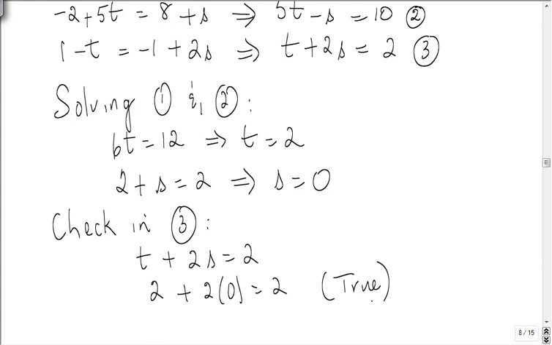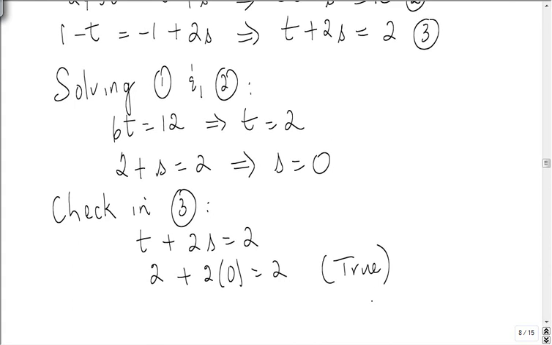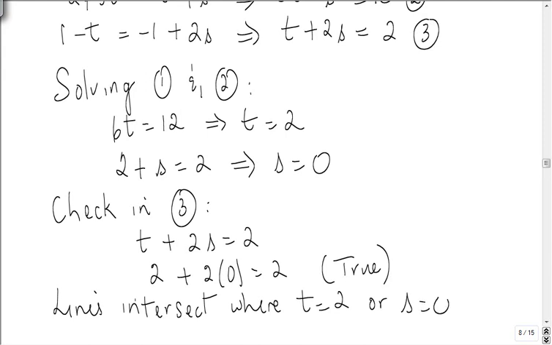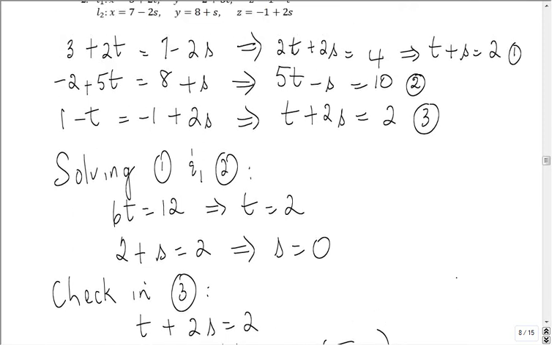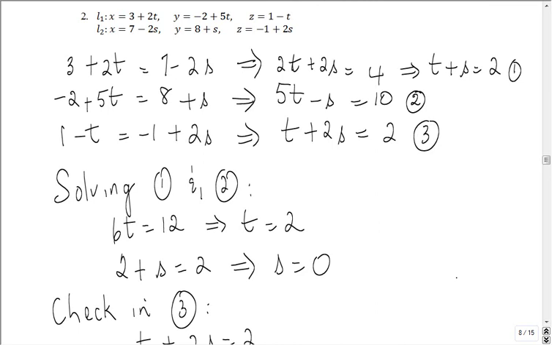Okay? So we're done. The lines intersect where either t is 2 or s is 0. Use any one of these values to find the point of intersection. So take either t equals 2 or s equals 0, put it into the equation of the line up there, and that will give you your point.